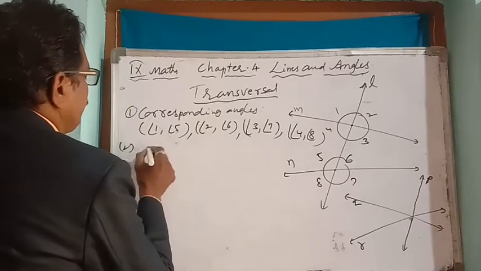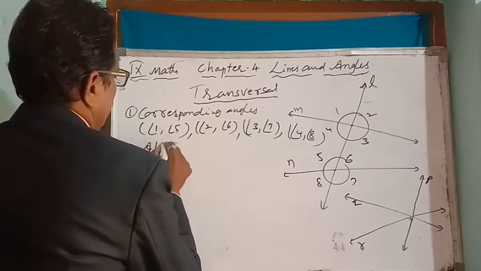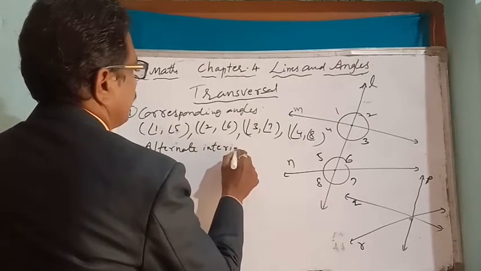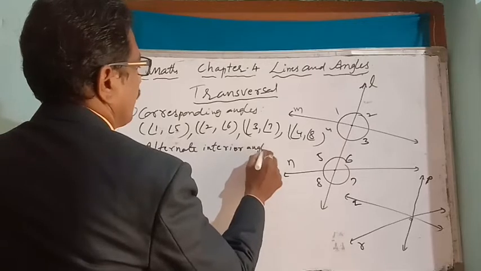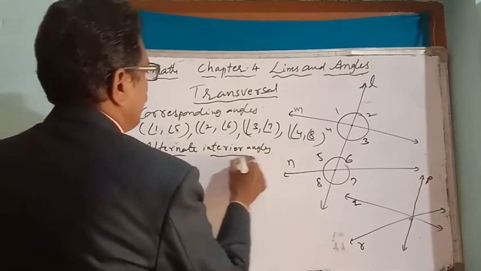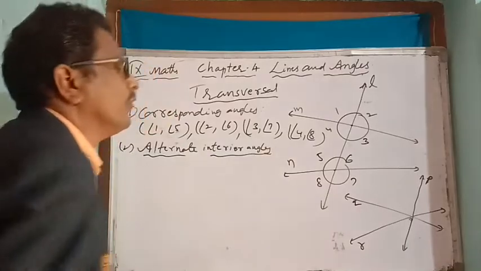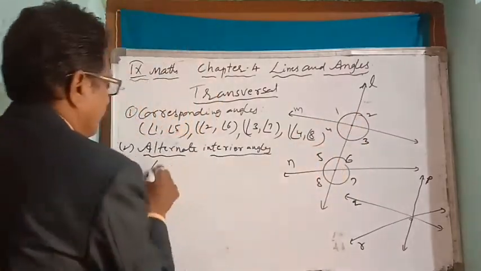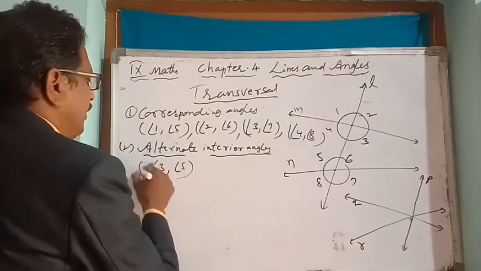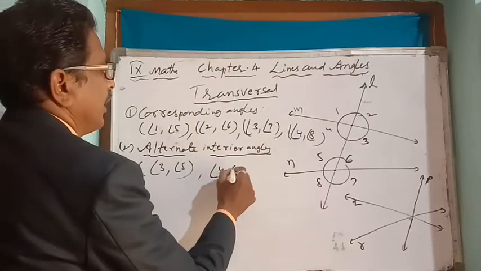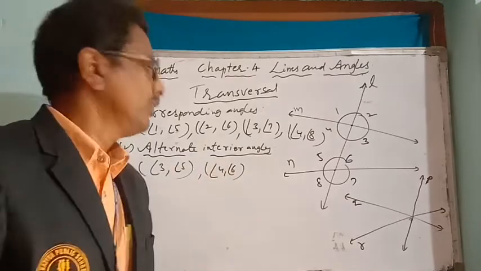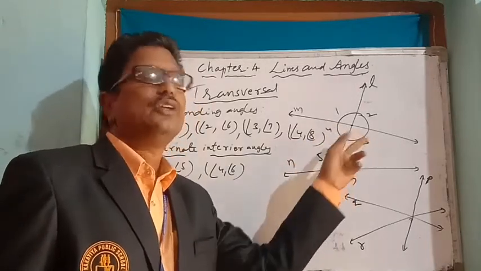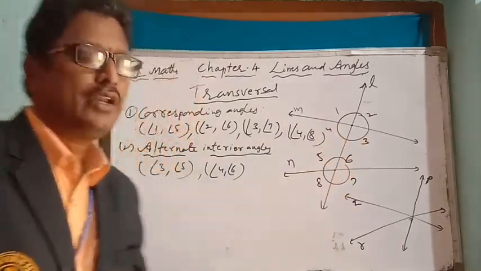Next, alternate interior angles. Here, angle 3 and angle 5, angle 4 and angle 6 are called alternate interior angles. Angle 3, angle 5; angle 4, angle 6. These two pairs are called alternate interior angles.